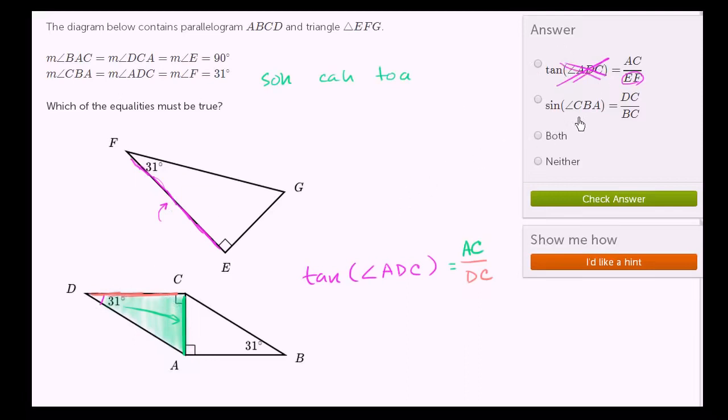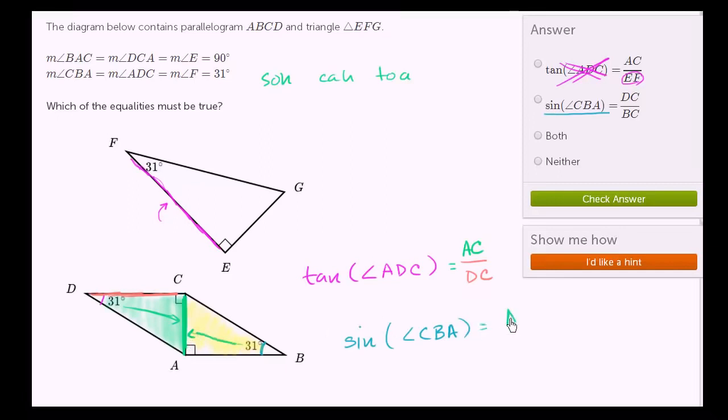Now let's think about the sine of CBA. So the sine of angle CBA, that's this angle right over here. Well, sine is opposite over hypotenuse. Let me make it clear which triangle we're looking at. I'll do this in yellow. We're now looking at this triangle right over here. The opposite side is AC. That's what the angle opens up into.